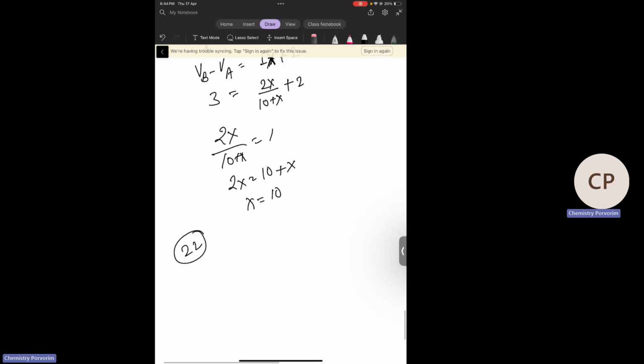22. In the circuit shown below, the total power dissipating in, okay, so total power is I square R. I is 4 by 4, 1 into 4, 4. Option B.